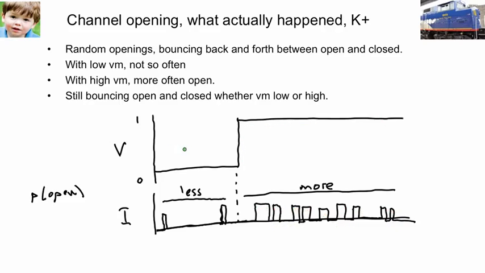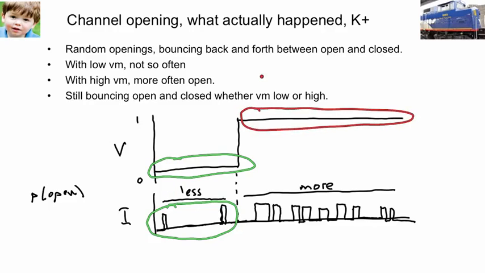When the voltage is low, the channel is randomly opening and closing, bouncing back and forth, you might say. But when the voltage is low, it comes open, relatively speaking, infrequently. On the other hand, when the voltage is high in this region, the channel is still bouncing back and forth, open, closed, open, closed, but more often it is in the open state.